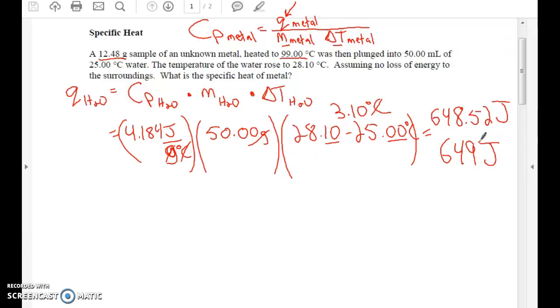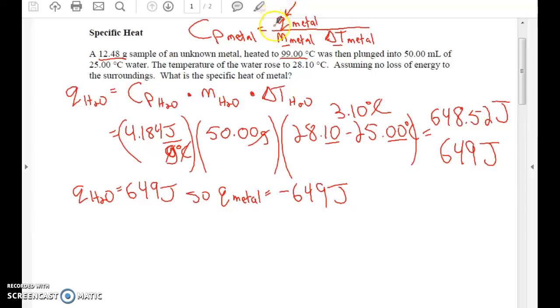Now that kind of makes sense because we said the water was increasing in heat, and you know that because the temperature goes from 25 up to 28.10. So this is telling you that we have a positive change in heat for the water. So if Q water equals 649 joules, that means that the Q of the metal is the exact opposite. If the water absorbed 649 joules, the metal released 649 joules, so we make that a negative. So that becomes negative 649 joules. And that's what we were looking for up here, this original equation, this Q metal.